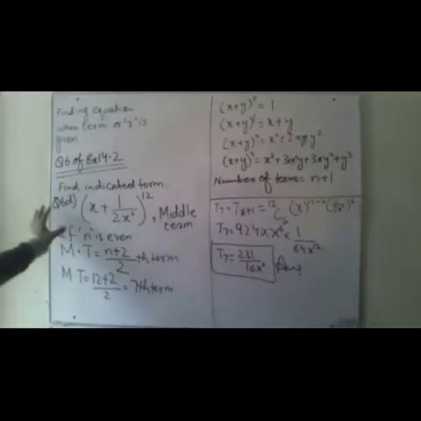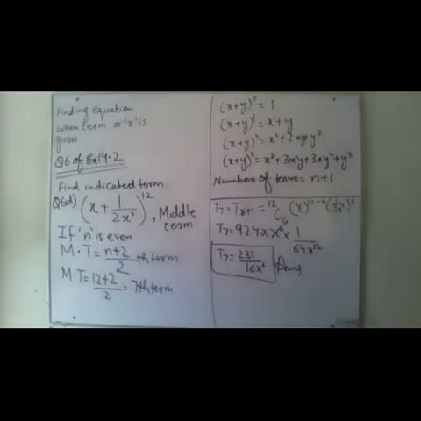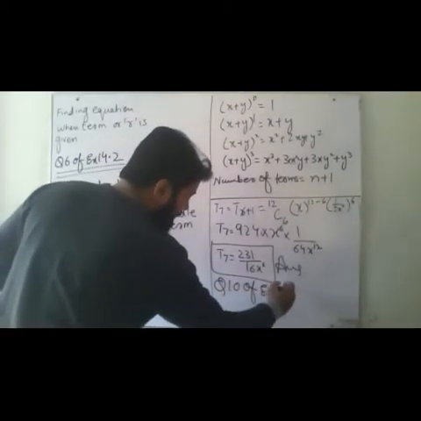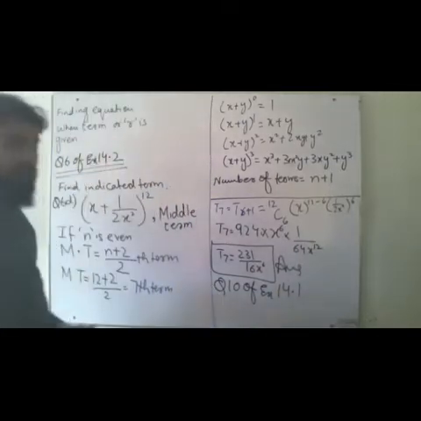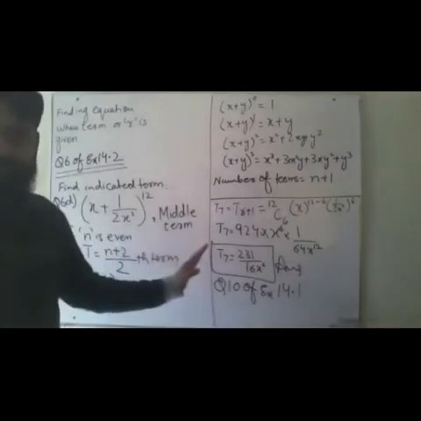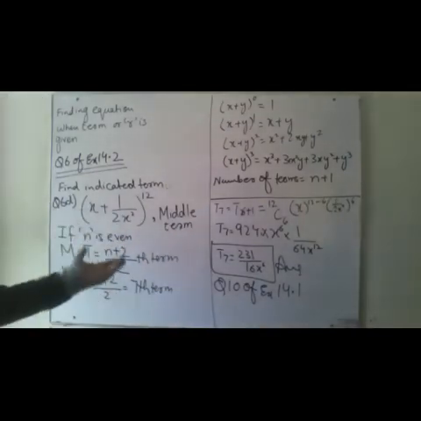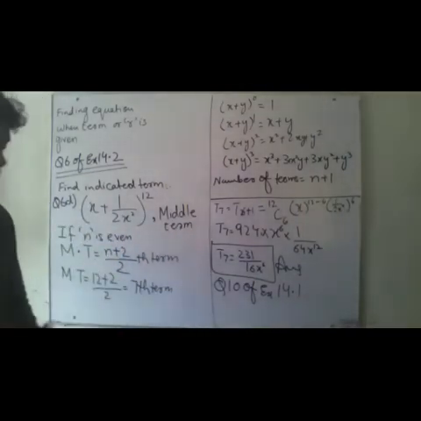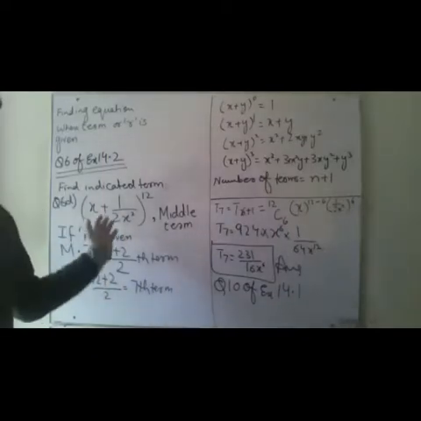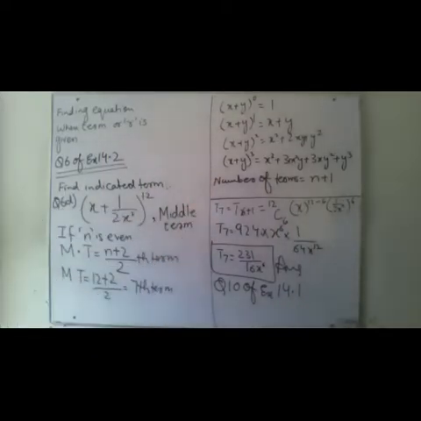Now this was your question number 6 of exercise 14.2, and question number 10 of exercise 14.1 is the same as this one. Question number 10 of exercise 14.1 is the same as these questions which we have done. The first part which we have done, that type of question is there, and then the middle term type question is there. So question number 10 of exercise 14.1 is also of the same type which I have done over here.